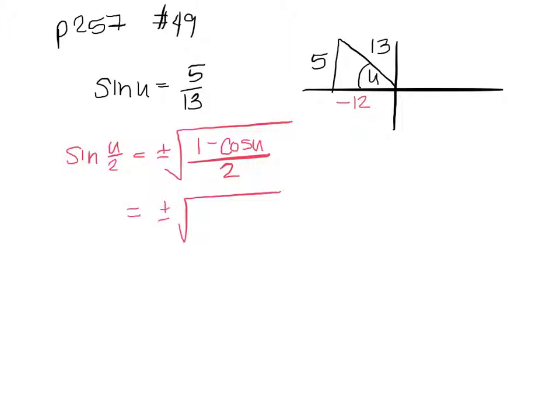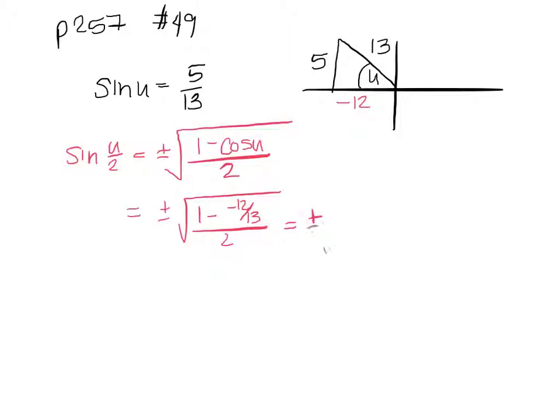So we're on page 257, number 49. I found negative 12 by using the Pythagorean theorem, and it's negative because I'm in the second quadrant, and x is negative there. The formula for sine of u over 2 is plus or minus the square root of 1 minus cosine, over 2. Because now I have the angle u, I can use the triangle for u. I could not use it here because this was u over 2, and this is just u. So back to here, let's start solving. We've got 1 minus the cosine of u, which is negative 12 over 13, all over 2.